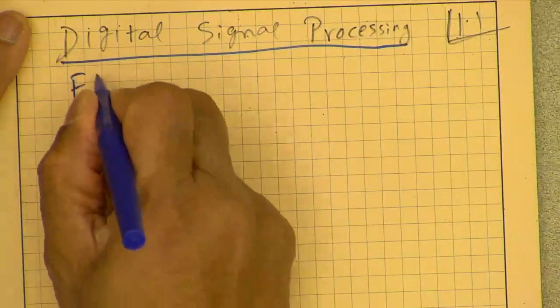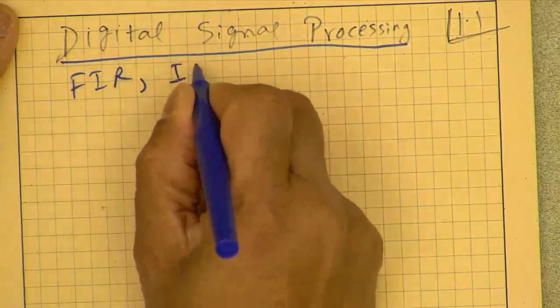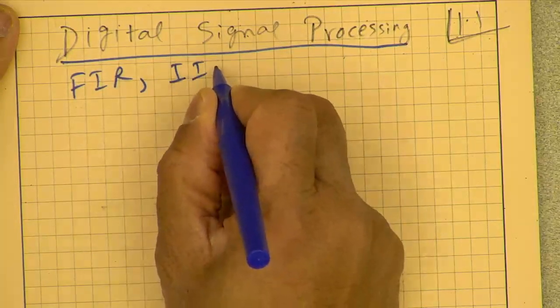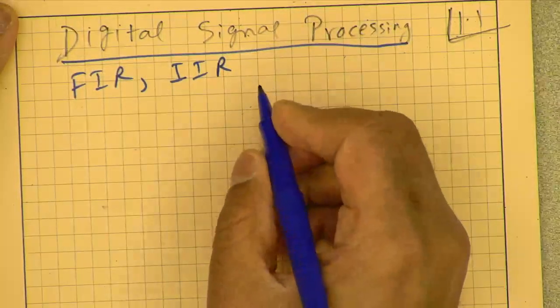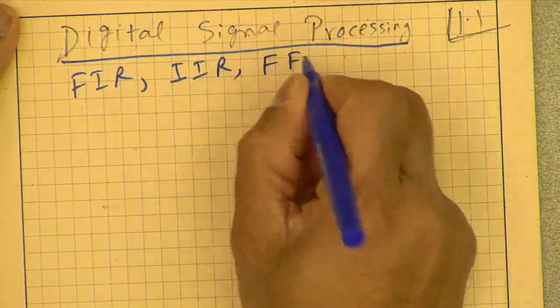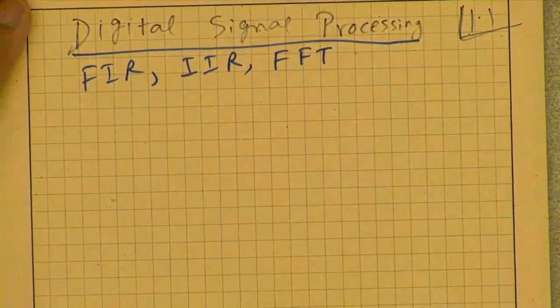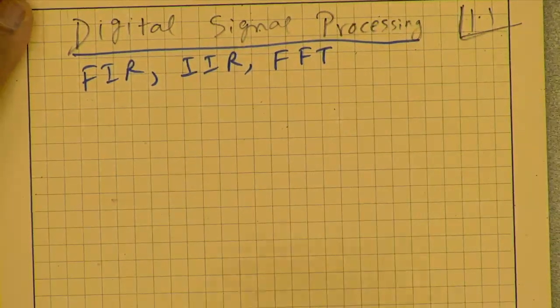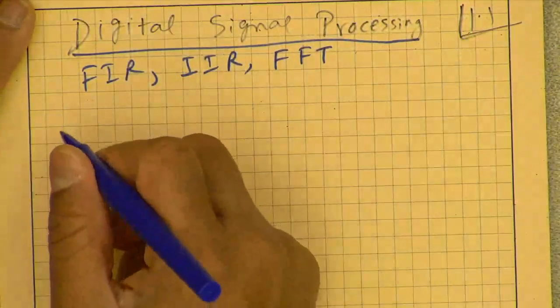Typical DSP functions, and many of you are familiar with what those are. The so-called FIR, finite impulse response, IIR, infinite impulse response, and FFT. These are three of the common functions, and we'll certainly talk about them. But let me begin with the inner product.